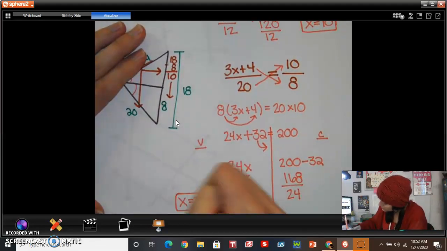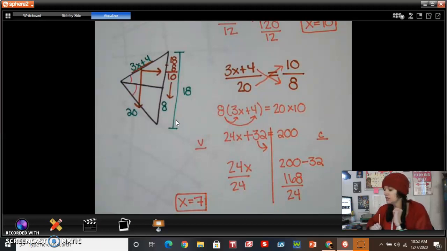Both of these examples that I have done with you, for example 4 for angle bisector proportionality, solving for x, are 2 questions on your homework for Google Form.